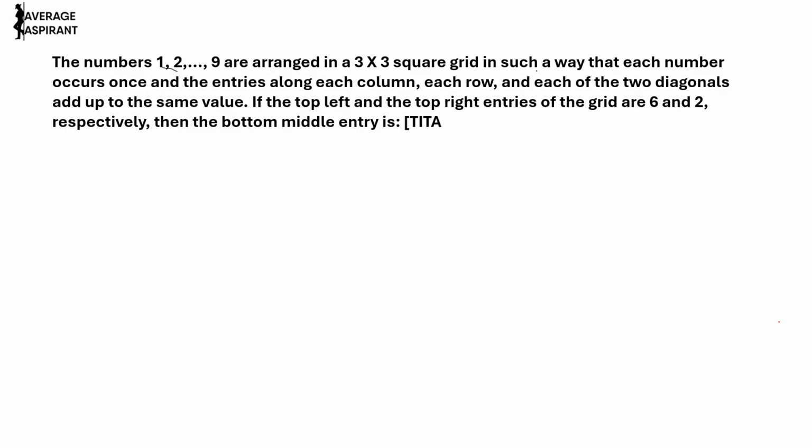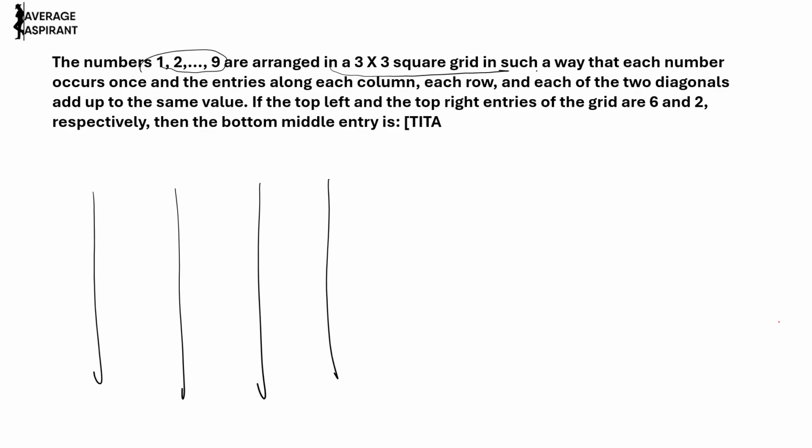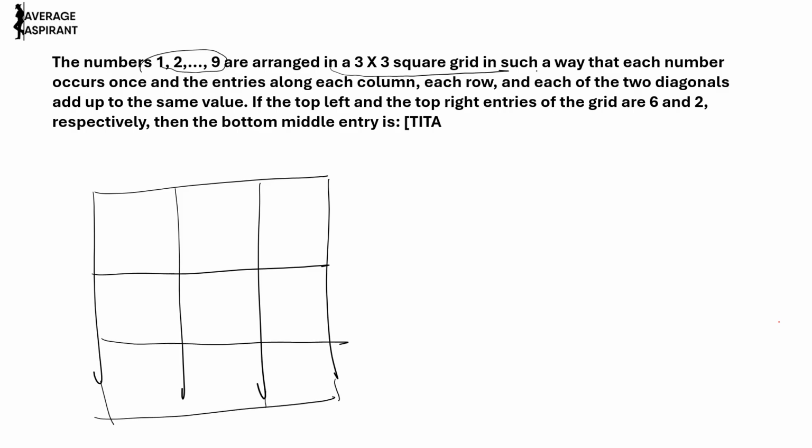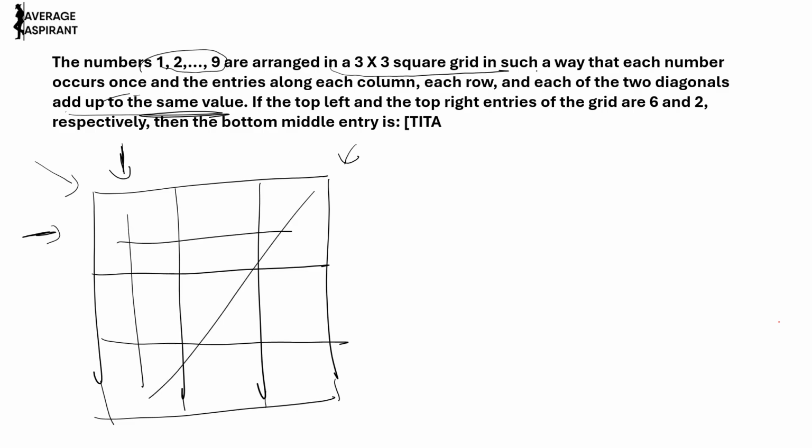So let's see what the question is. The numbers 1, 2 till 9 are arranged in a 3 by 3 square grid, such that each number occurs once. And entries along each column, each row, and each of the two diagonals add up to the same value. So anything that you add here, here, or here should have the same value. Now what can that value be?